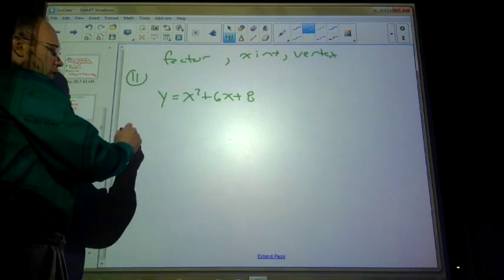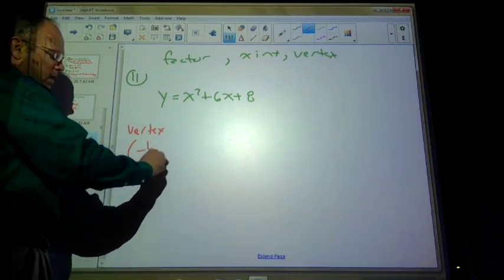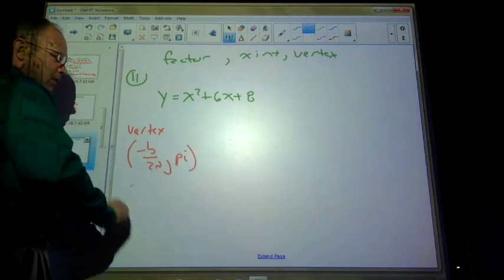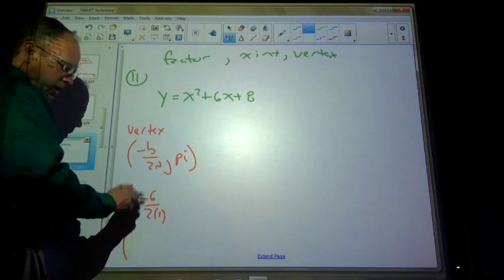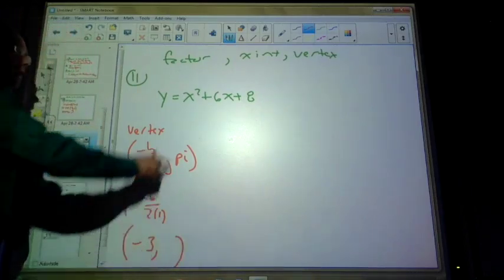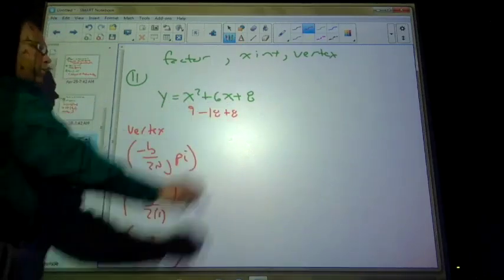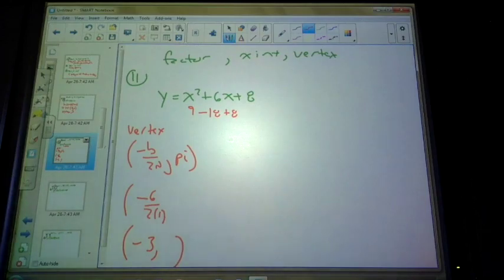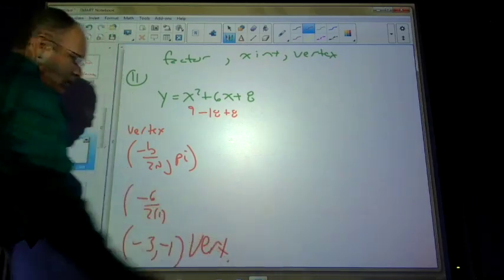So let's find the vertex first. So negative b over 2a, and then plug in. So negative b, negative 6 over 2a, so that'll give me negative 3. Plug that in, see what we get. Negative 3 squared is 9, minus 18 plus 8. Does that make sense? 9 minus 18 is negative 9. Negative 9 plus 8 is negative 1. I got my vertex. Cool?